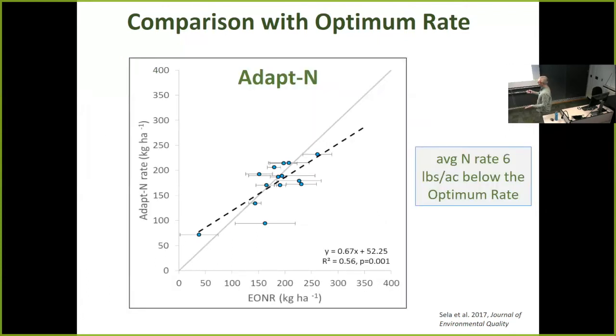And if we compare AdaptN to the EONR, we found practically a better performance. It's an average of 6 pounds below the optimum N rates, which is quite remarkable because just remember that these decisions regarding the N rates are made in the beginning of the season. You don't know what will occur as the season progresses. And when the EONR was low, the tool recommended lower N rates. And when the EONR is higher, the tool recommended more N. And overall, a nice correlation between N rates and the measured optimum. So this basically just supports that our adaptive approach performs better than a static approach.